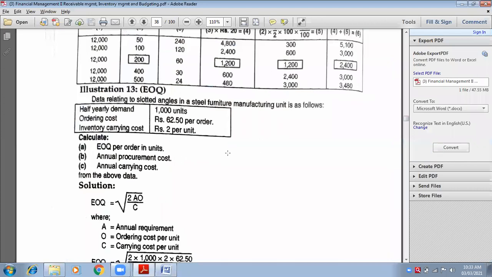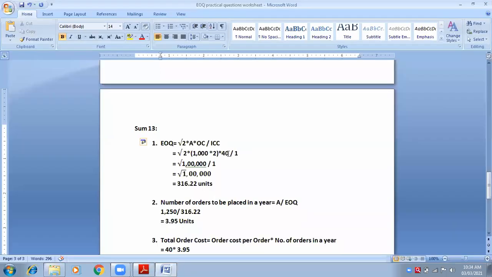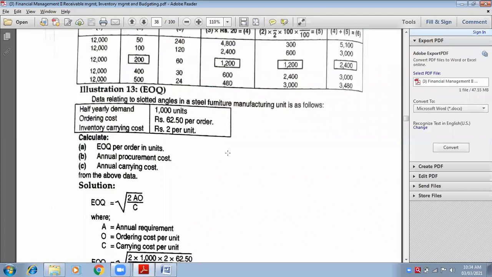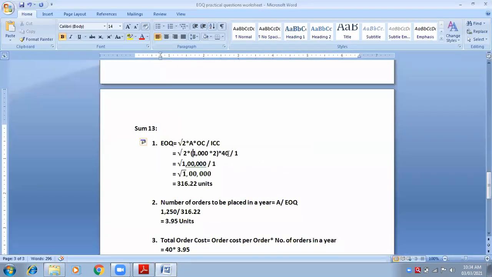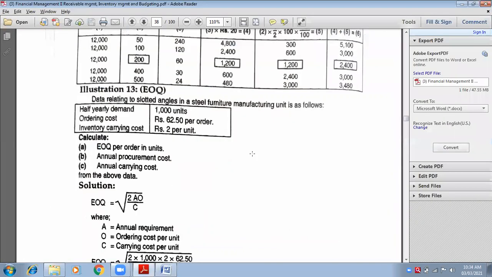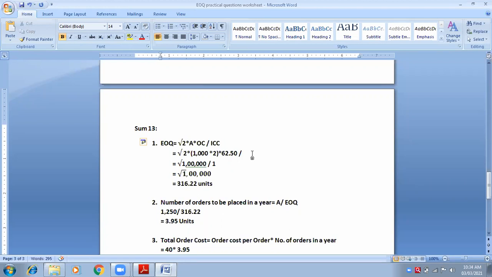Okay. Now into ordering cost per order. What is ordering cost per order? 62.50. Very good. So here I will write 62.50. What is ICC per unit? 2 rupees. Very good. So how will I solve it now?